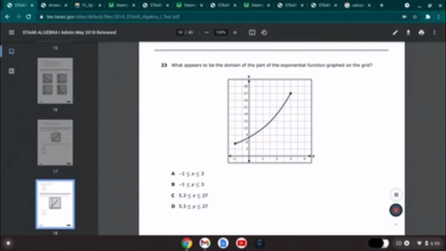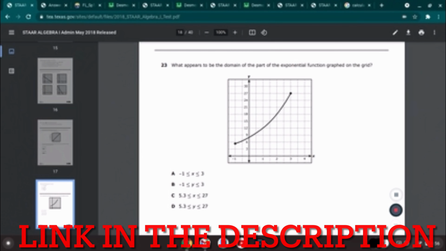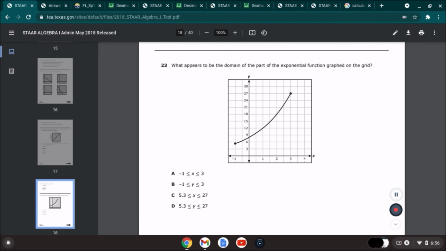Alright guys, now that we have looked at how exponential functions work, let's go ahead and do some sample problems. For these sample problems, they'll be put in the description. And if you want to find them on the internet, just go to your internet browser, type up STAAR test release questions or Florida statewide assessment release questions, and you should be able to find some Algebra 1 questions or questions of any subject there.